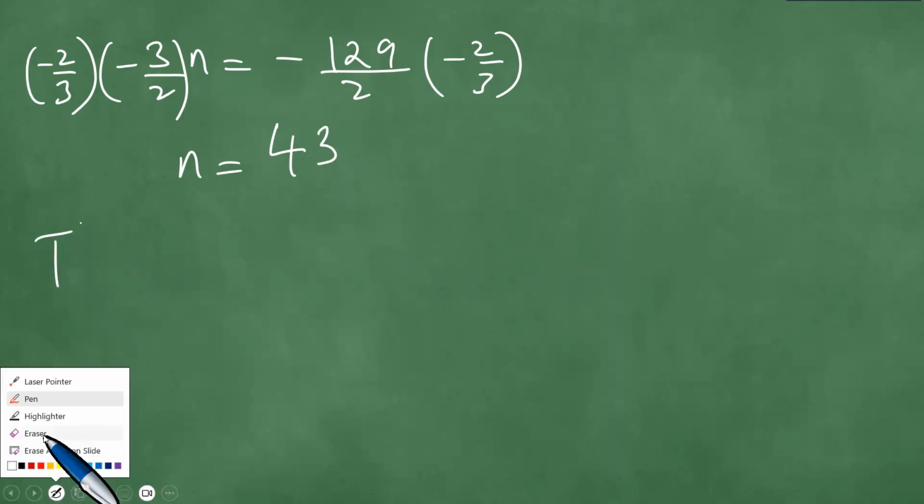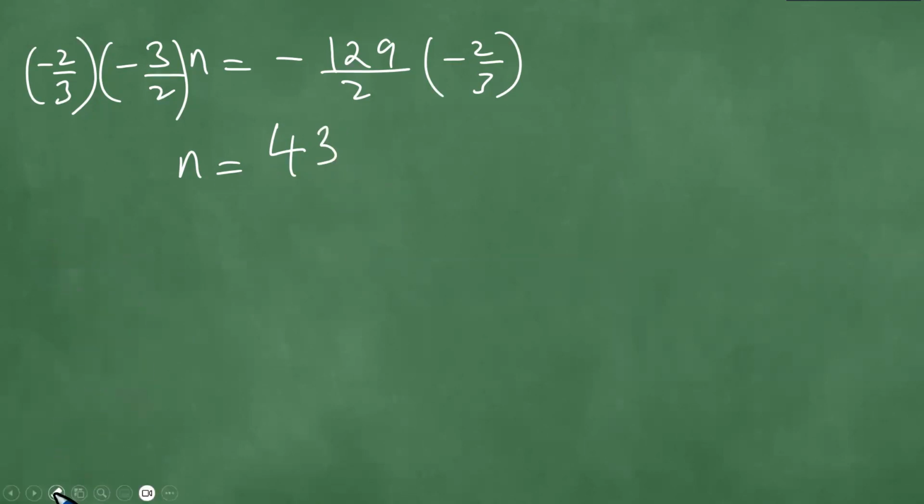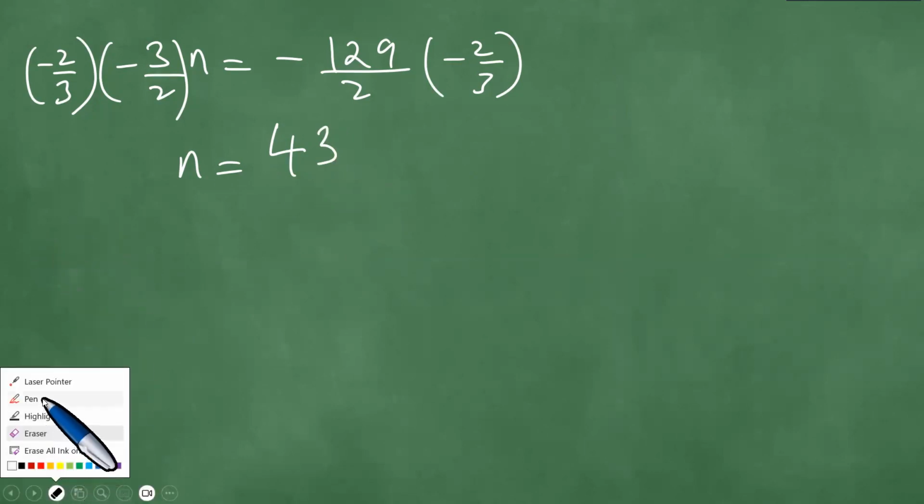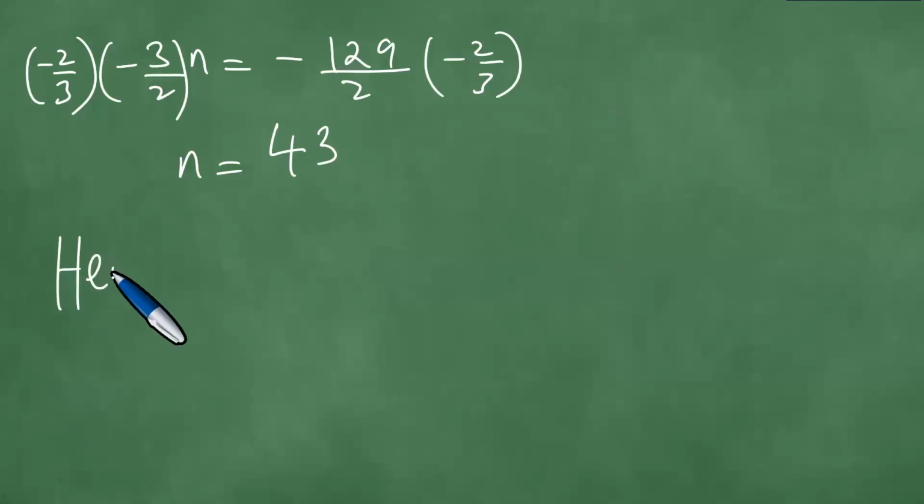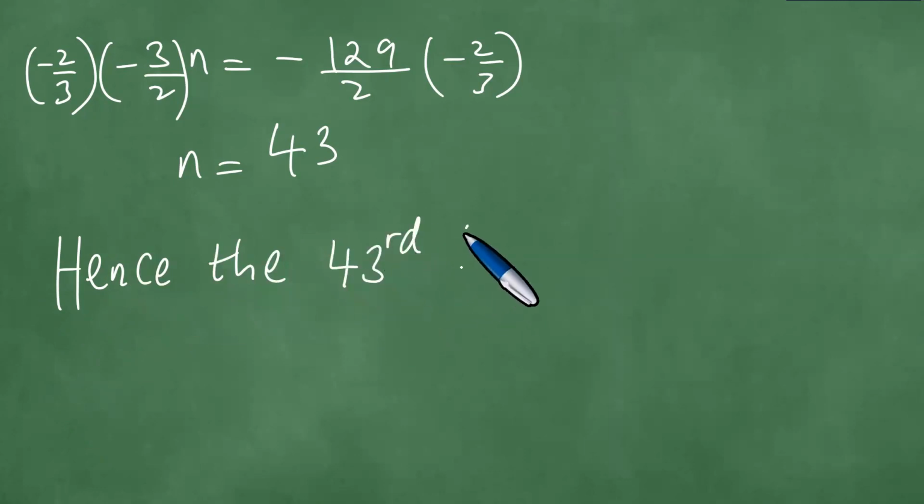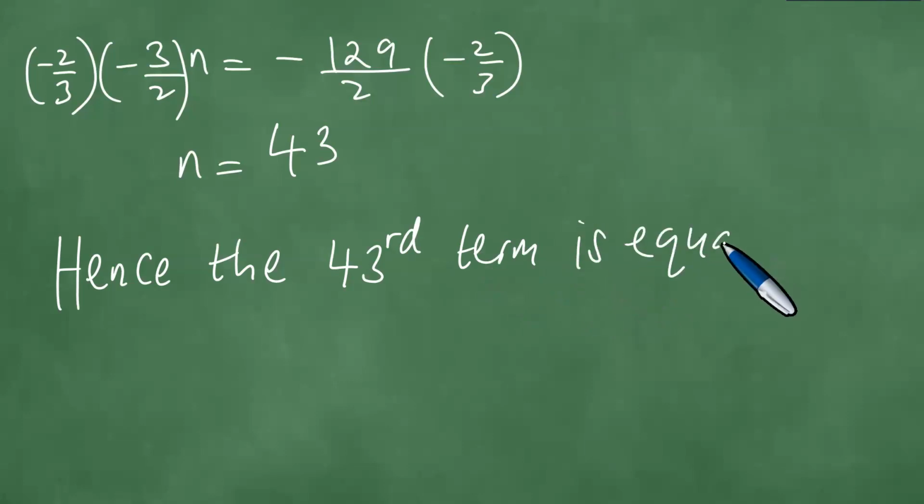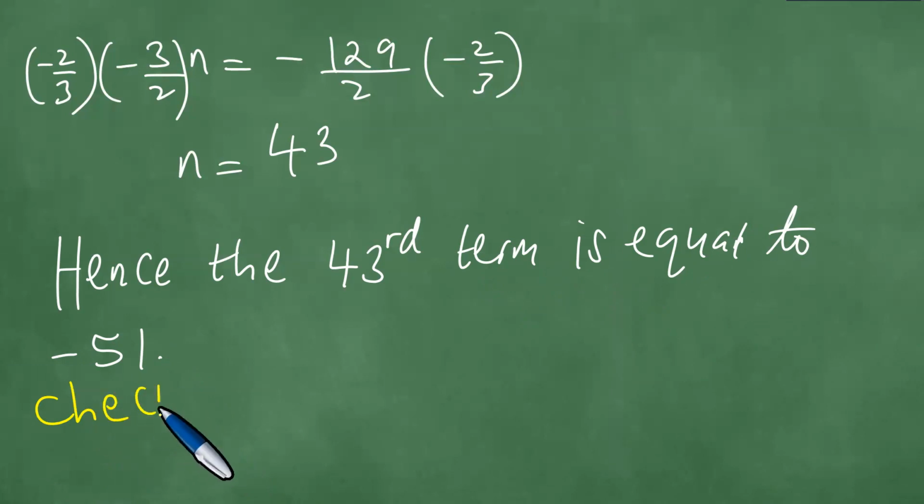Hence, we conclude that the 43rd term is equal to minus 51. And you can do a check. It's not mandatory. Is it the 43rd term?